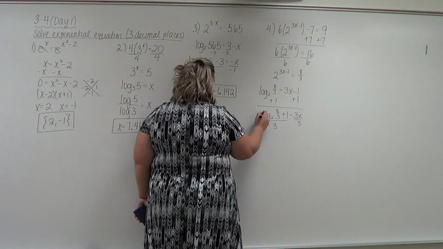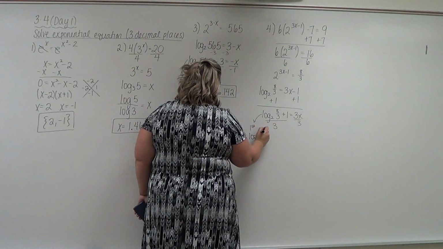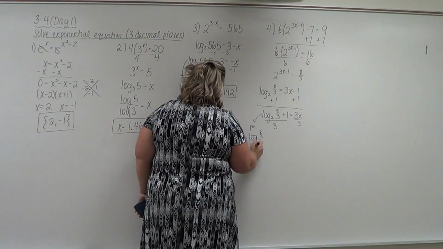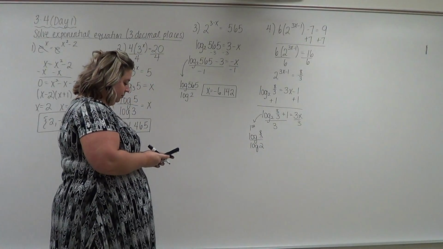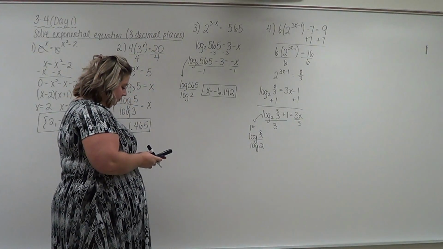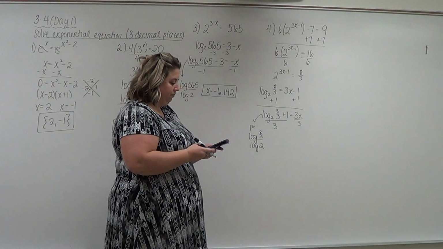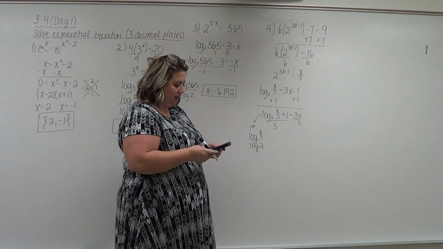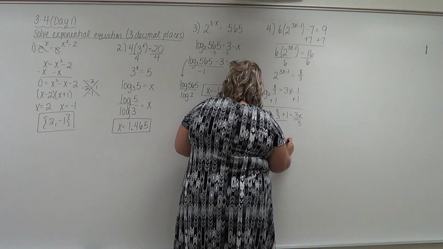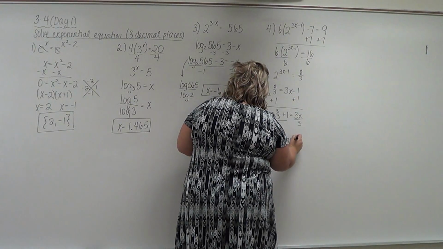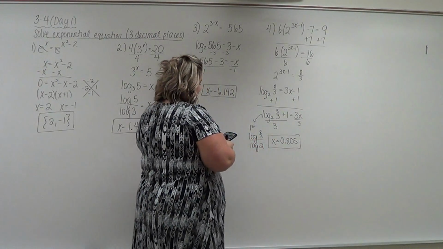Okay, same thing. When you're solving, this part is going to come first. So I would do log of 8/3 divided by log 2. And then I'm going to add 1. Then I would divide by 3. Okay, you're going to get 0.805.